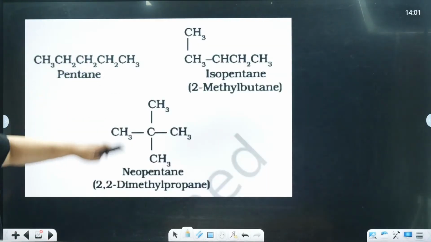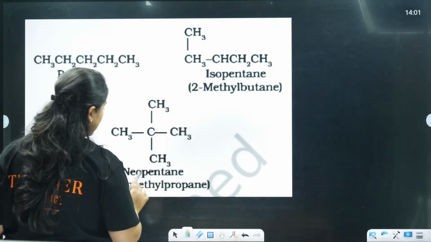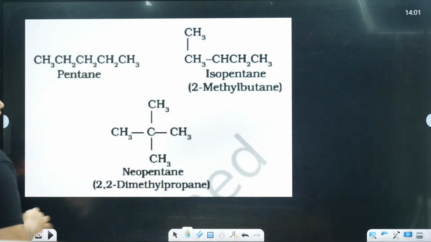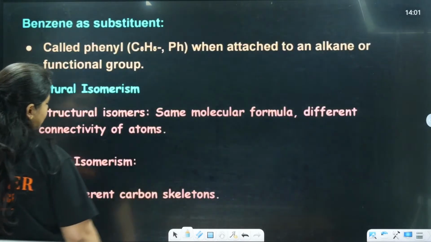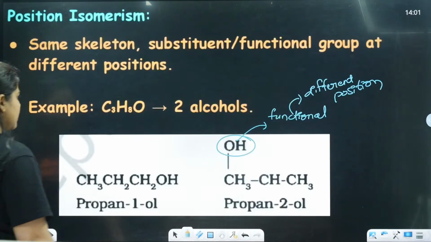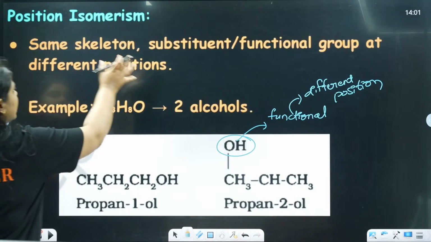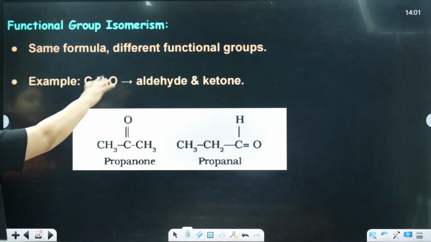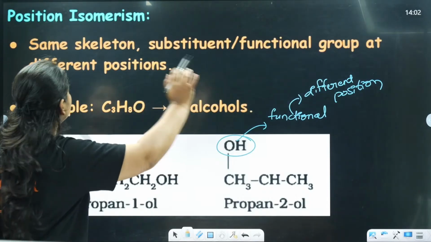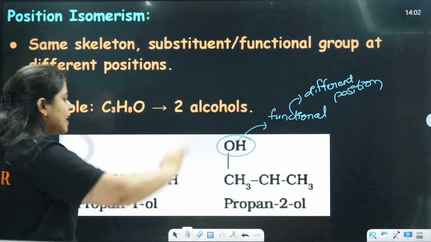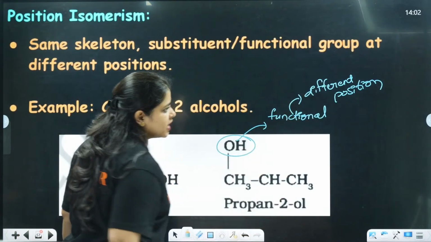So this has different carbon skeletons. Pentane looks like this, isopentane looks like this, neopentane looks like this. Means structures are different. That's what they have told here: different carbon skeletons will be present in chain isomerism. Next, in position isomerism, what did we learn? Here the skeleton will be the same, but the substituent or the functional group is at a different position. Whatever skeleton is there will all be the same.